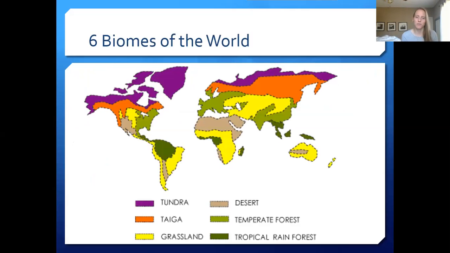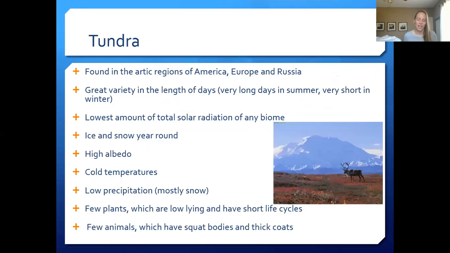And this is how those are spread out around the world. Over here in Canada, we have mainly tundra, taiga, grassland, and some temperate forests or the deciduous forest. So the tundra is the region that is in the Arctic areas, both in North America as well as Europe and Russia. There is a great variety of the length of days in the tundra.